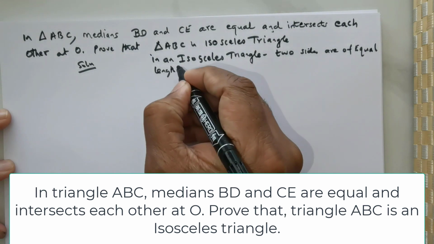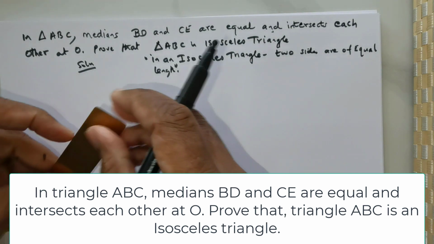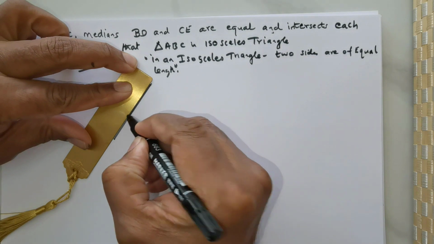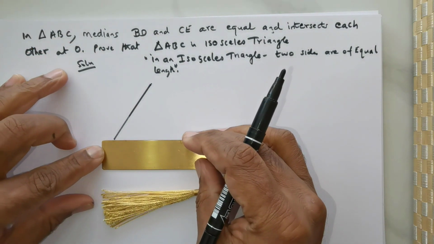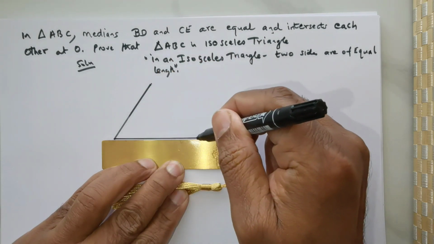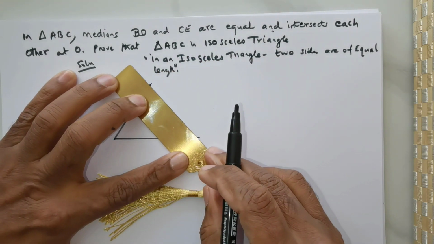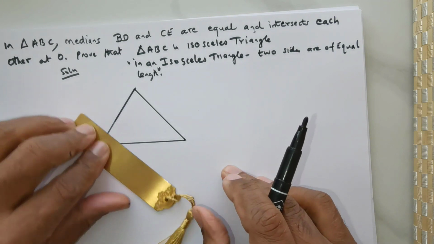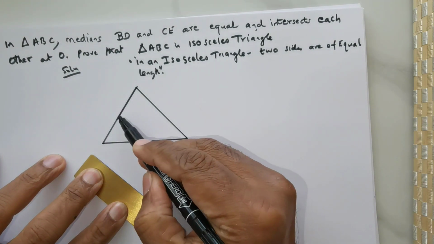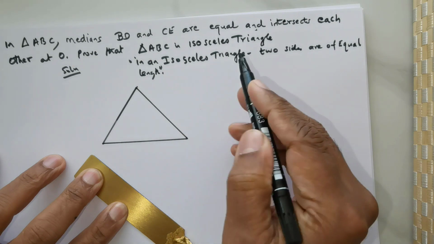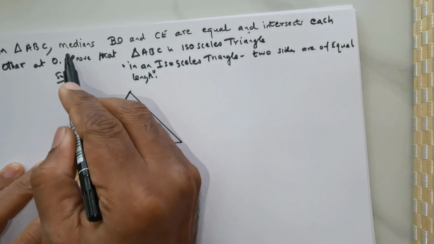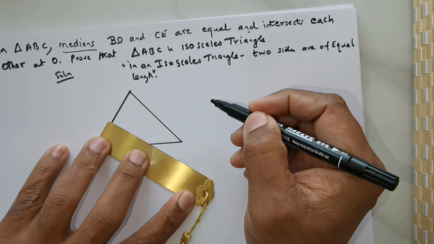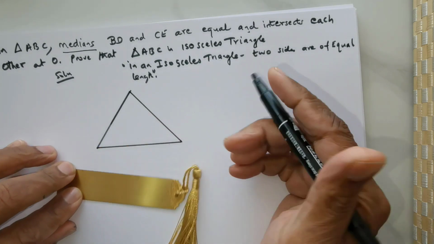So that's an important point. Okay, let me draw the figure. And we got two diagonals. Now, two diagonals are intersecting, and in fact, instead of saying diagonals, I should use the word medians, right? You got medians BD and CE. So let me draw BD. So let me find out the center.